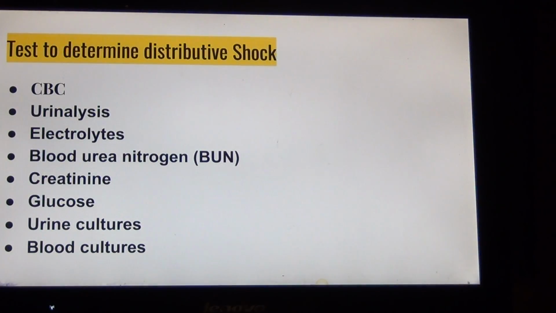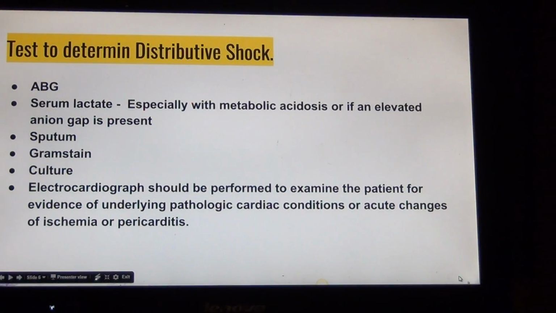Tests to determine distributive shock: CBC, urinalysis, electrolytes, blood urea nitrogen, also known as your BUN, creatinine, glucose, urine cultures, blood cultures, ABGs, serum lactate, especially with metabolic acidosis if an elevated anion gap is present, sputum sample, Gram stain, culture, and electrocardiograph should be performed to examine the patient for evidence of underlying pathological cardiac conditions or acute changes in ischemia or pericarditis.